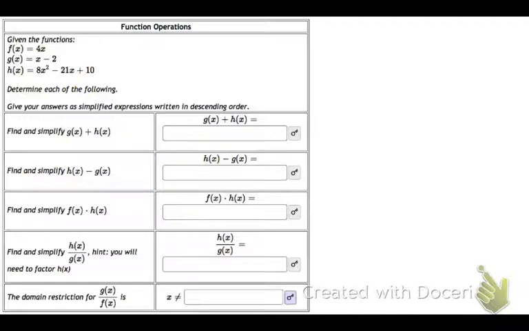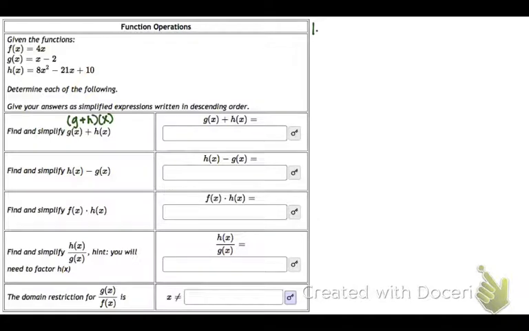Okay, so if we have g of x plus h of x, the other way you will see this written is g plus h of x. These two things mean the exact same thing. So g plus h of x is the same thing as taking the g of x function and adding it to the h of x function. So if we do that, let's put work for number 1 here.